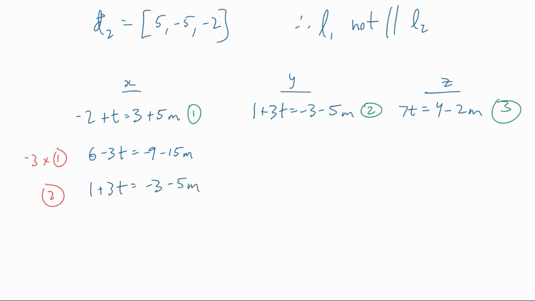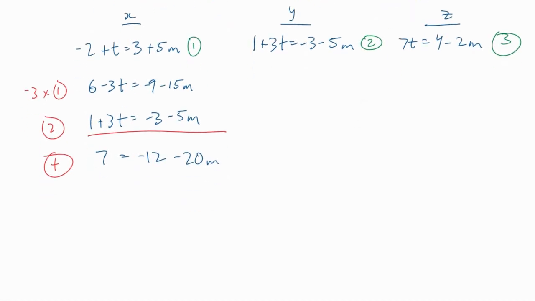I'm going to add these. Okay. And I get 7 equals negative 12 minus 20m. Bring the negative 12 over. 19 equals negative 20m. m is negative 19 over 20. Yuck. That's okay. It's not going to be a big deal. Call that equation 4.